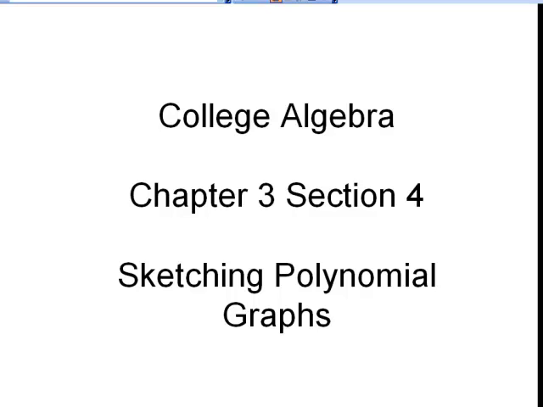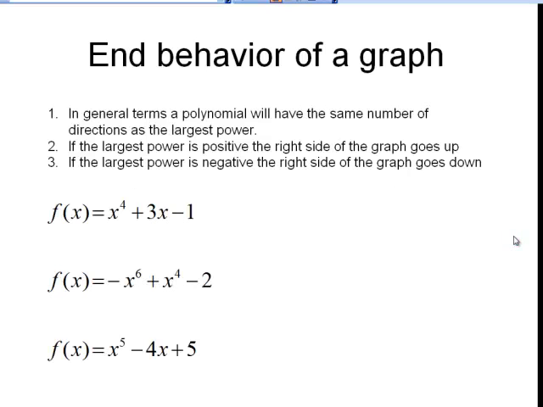This is Chapter 3, Section 4. We're looking at sketching polynomial graphs. Now, in general terms, they will have the same number of directions as the biggest power. So if you have a fourth power, it'll have 4 directions, third power, second power, things like that.